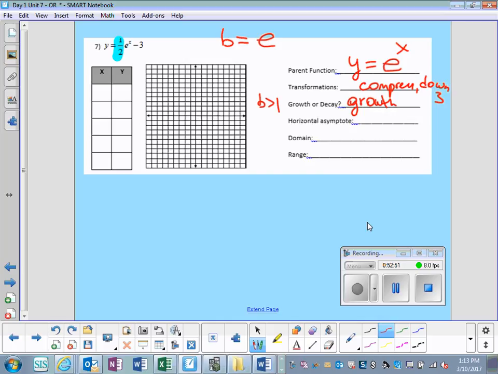Horizontal asymptote? Negative 3. Domain? All real numbers. Range: negative 3 to infinity. Do we agree negative 3 to infinity for the range?